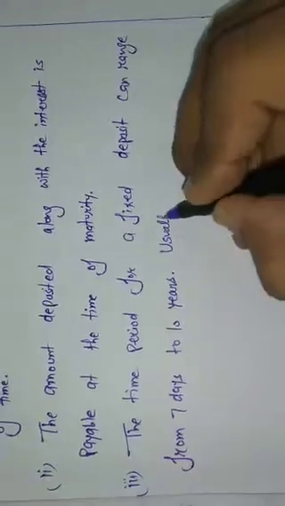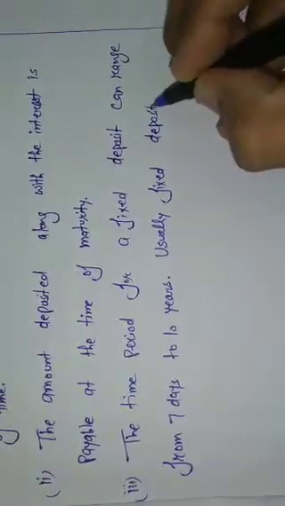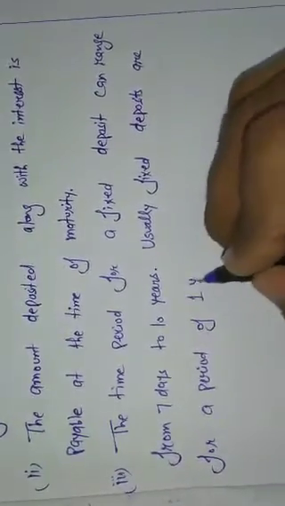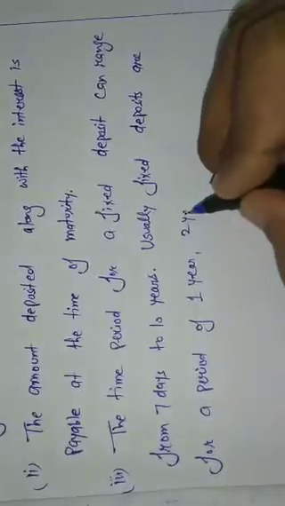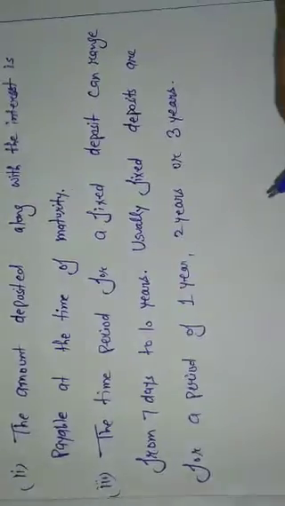यानी कि आप 7 दिन से लेकर के 10 साल तक या उससे भी ज़्यादा आप अपना पैसा उसमें डिपॉजिट कर सकते हैं. Usually fixed deposits are for a period of 1 year, 2 years or 3 years. It means some person has deposited their amount maximum time 1 year, 2 year या 3 years. यानी कि usually लोग उसे use करते हैं, but you can also deposit your money as per your convenience.